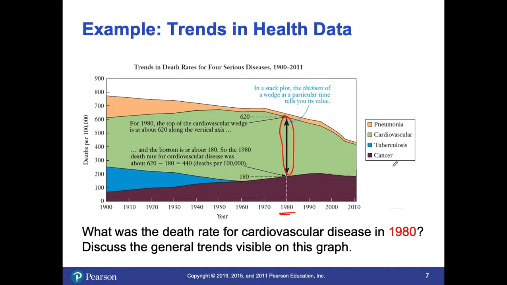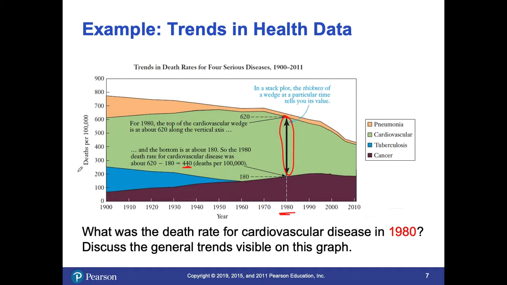So the death rate for cardiovascular disease in 1980 is actually going to be, if we read this here, 440 deaths per 100,000, because you look at how wide the wedge is.